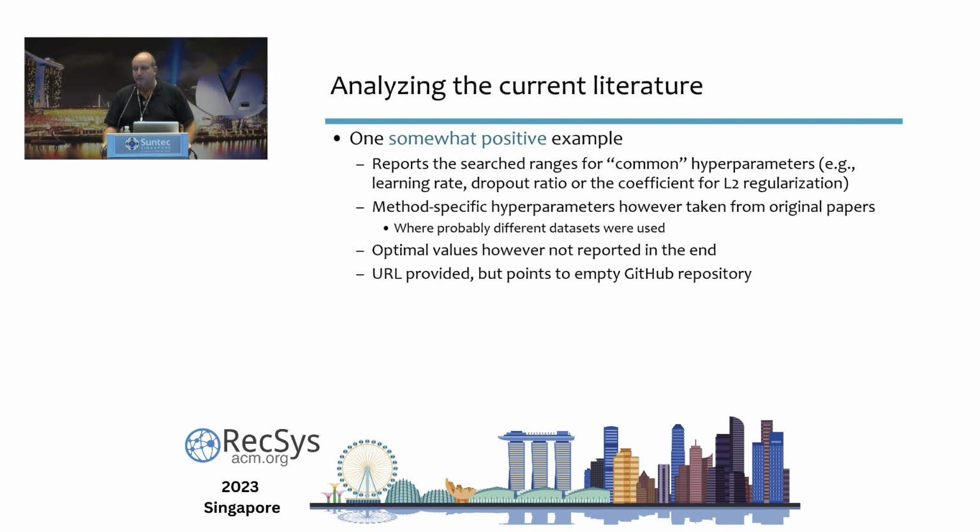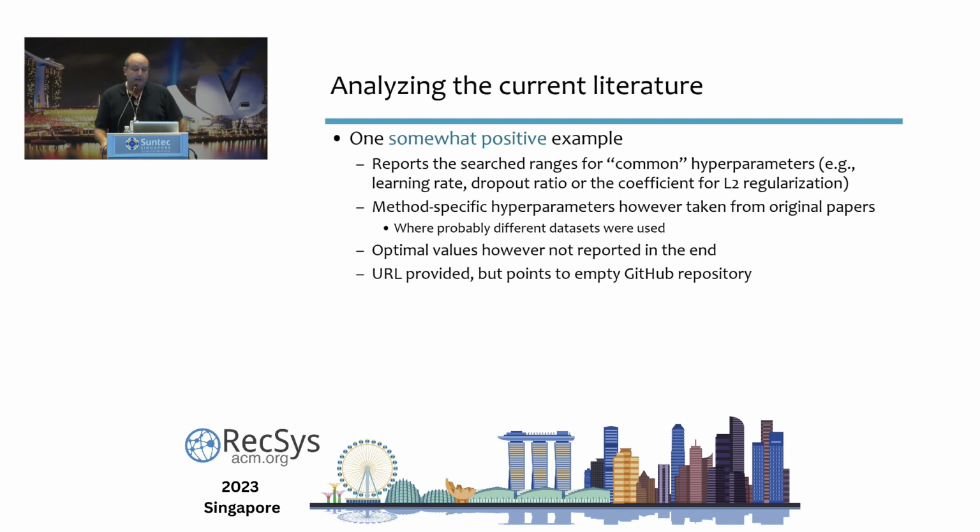Everybody can check for their own. So there's one example that reported the search ranges for the typical hyperparameters like learning rates, and then for the method-specific hyperparameters for some of the baselines, they just said we took the parameters from the original papers, like some weighting factors. In the end, in this paper, the optimal values are not reported. So we're not really sure how they ended up with the numbers that are reported in the paper.